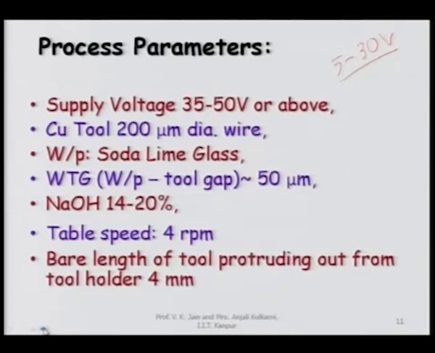Bare length of the tool protruding out from the tool holder is around 4 millimeter, because as you will see in the setup, there is a tool protruding outside the tool holder. This is the tool holder where the wire is held. This length is shown here as 4 millimeter, although it is very large. Normally the bare length of the tool protruding outside the tool holder should be lower than this. Otherwise, in drilling it will create a tapered hole.